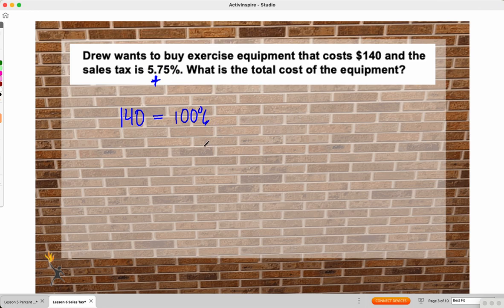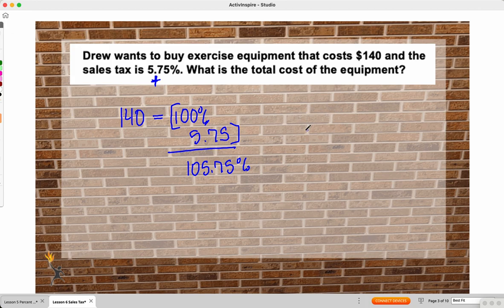So we're going to add our sales tax onto that to find out how much I have to multiply my price by to find out what my total cost would be. So when I do a problem like this, I always have to pay the total cost of the product, in this case $140 exercise equipment, plus the sales tax. So I'm going to end up paying 105.75% of that total 140. So this is really similar to our percent equations. I've got percent times our part of our price will equal our total price.